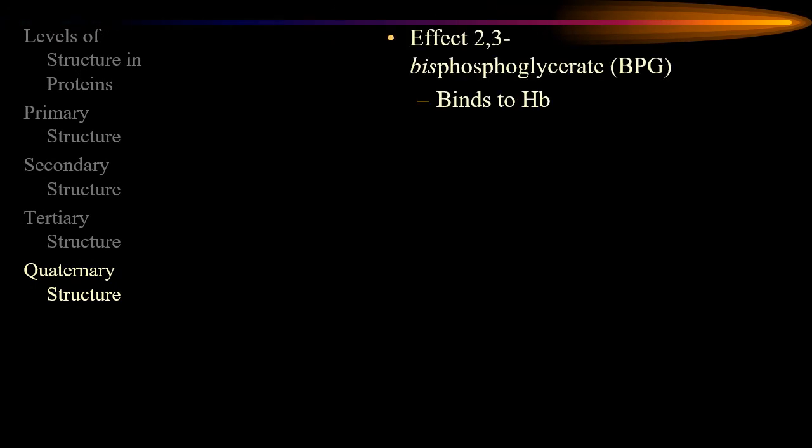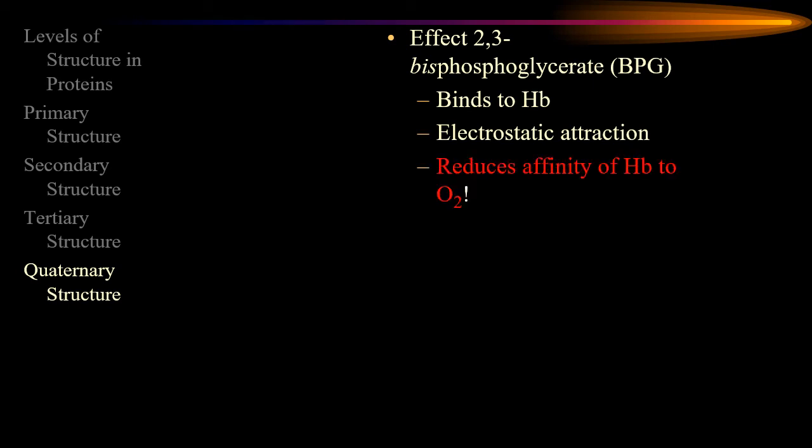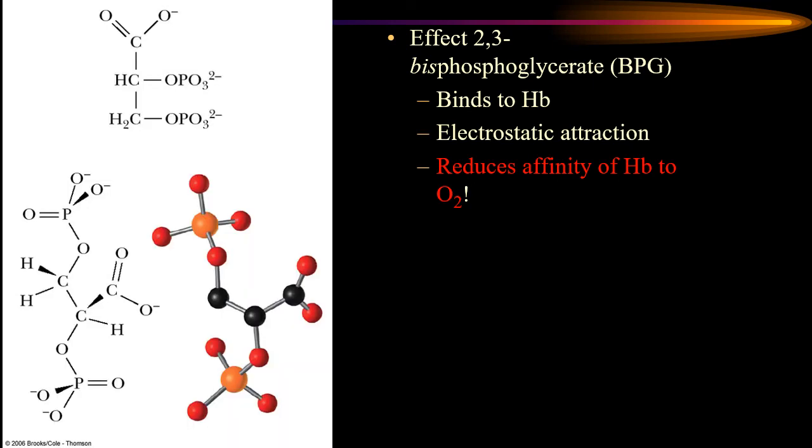Now, there's another important molecule involved in the function of hemoglobin, and that is 2,3-bisphosphoglycerate. You are given the acronym BPG. This binds to hemoglobin through an electrostatic attraction. And the effect of that is that it reduces the affinity of hemoglobin to oxygen. So is this good or is this bad? We'll see.